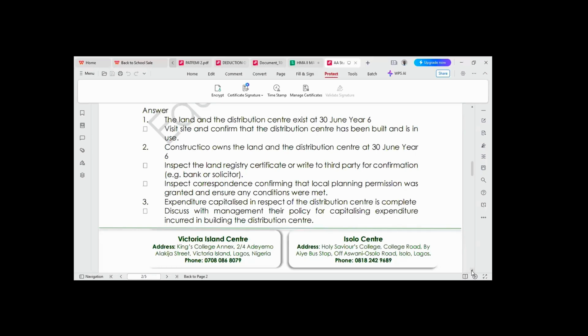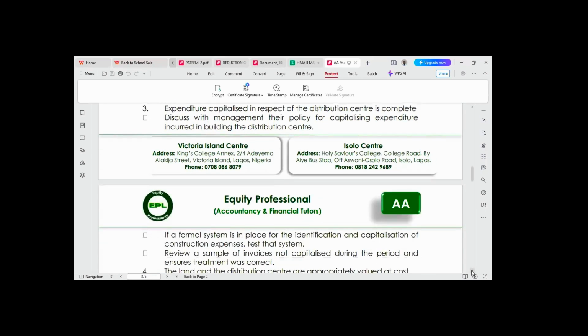But items like a crash helmet, safety boots, okay? Goggles that they wear, okay? All those ones will not be capitalized. Why? Because they wear out easily because of use. Buildings don't wear out like that. Okay, I hope you understand. Later, we discuss with management their policy on capitalizing expenditure incurred during the building of the distribution center.